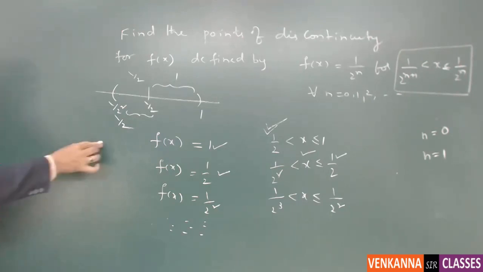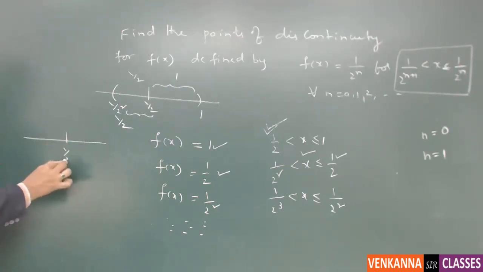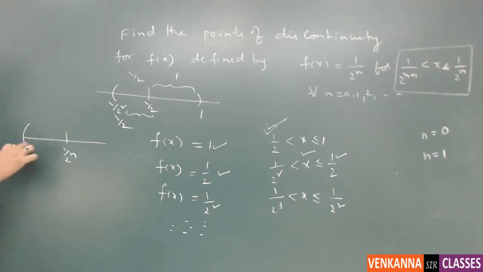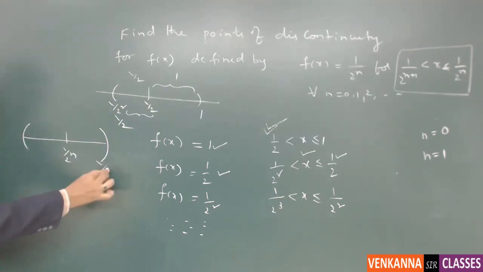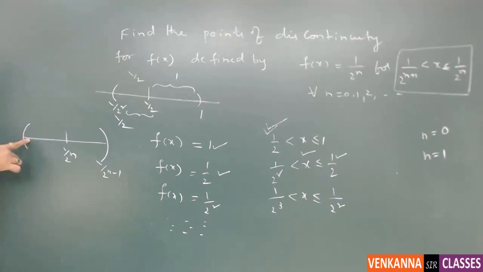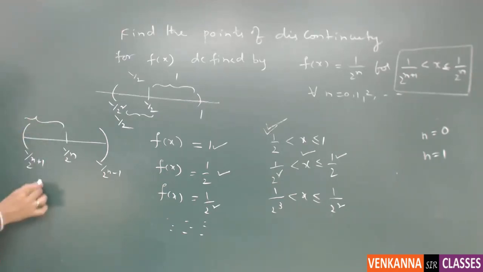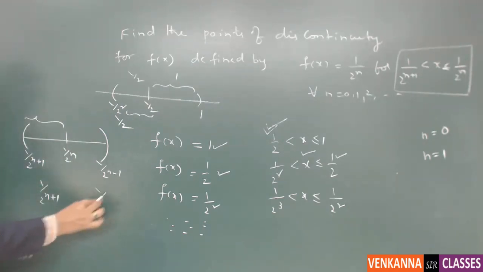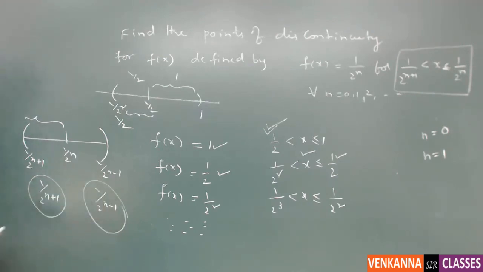that whenever you consider the neighborhood in this manner, 1/2ⁿ, if you consider the left neighborhood as well as the right neighborhood, the right neighborhood will be 1/2ⁿ⁻¹ and the left neighborhood will be 1/2ⁿ⁺¹. So if you calculate the left limit, it is nothing but 1/2ⁿ⁺¹. If you calculate the right limit, it will be 1/2ⁿ⁻¹, for n equal to 0, 1, 2, 3, and so on. So this gives the left limit value and this gives the right limit value.